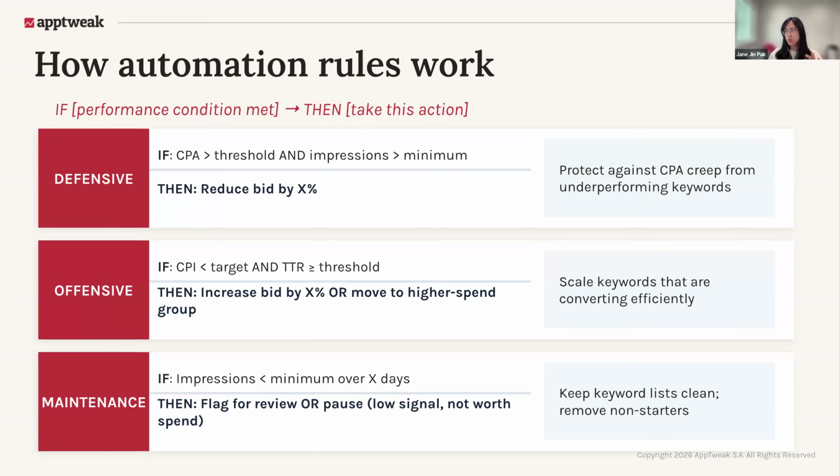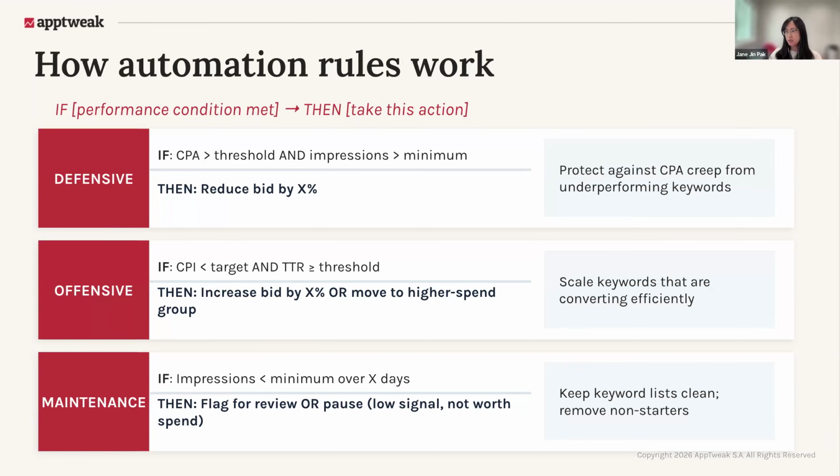I think there are three main types of rules. Defensive, where you are protecting your keyword visibility. I find this one most applied to brand search terms. So if your impression share for a brand search term is below a certain threshold, then you want to increase your bid to gain that impression share back.